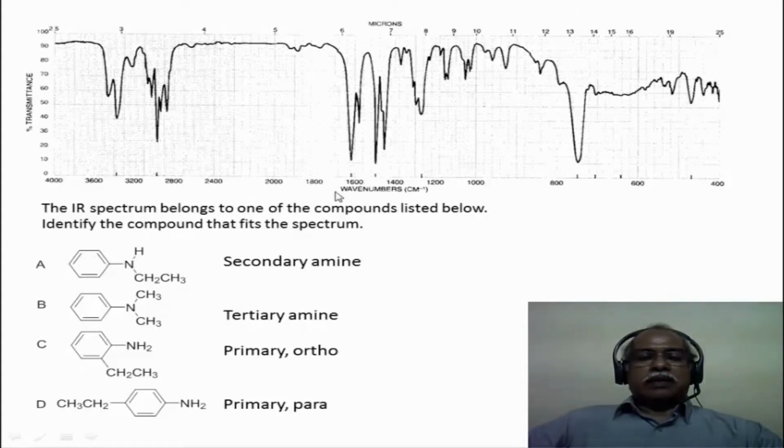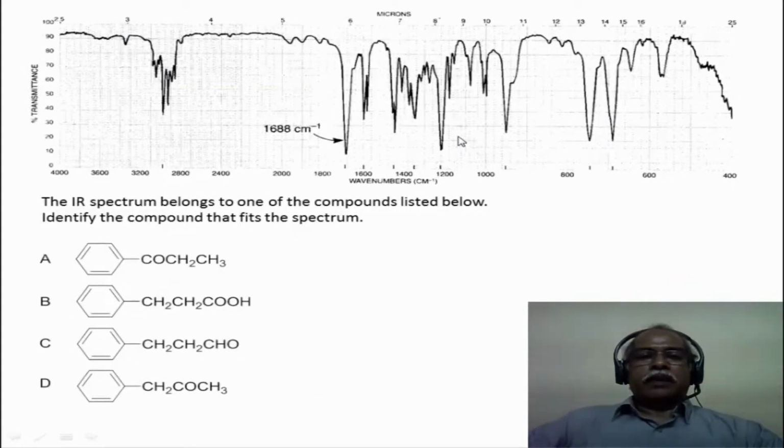Now, how do we decide whether it is C or D? That one has to depend upon the out of plane bending mode. If it is a para disubstituted derivative of this kind, there will be only one out of plane bending band. If it is an ortho substituted derivative like this, there will be 2 or more bands. So, on that basis one can rule out C also. So, the correct structure most likely is D, which is para amino ethyl benzene for this particular spectrum.